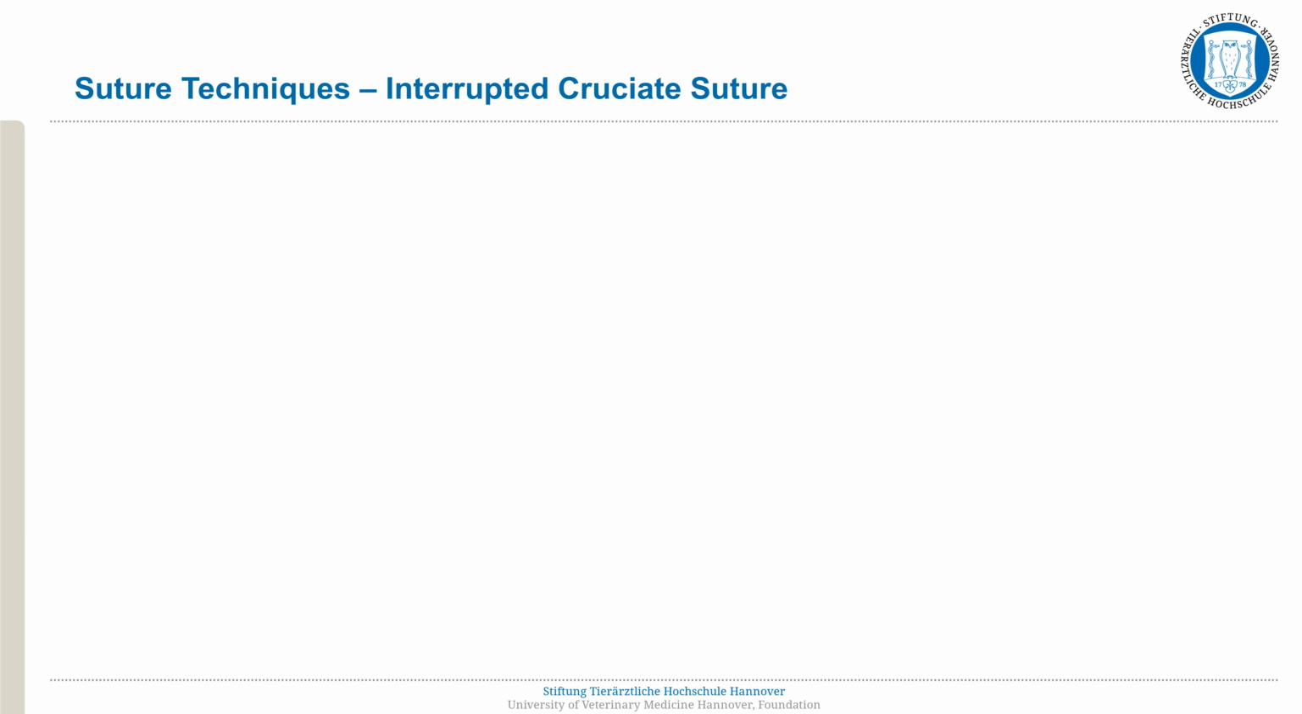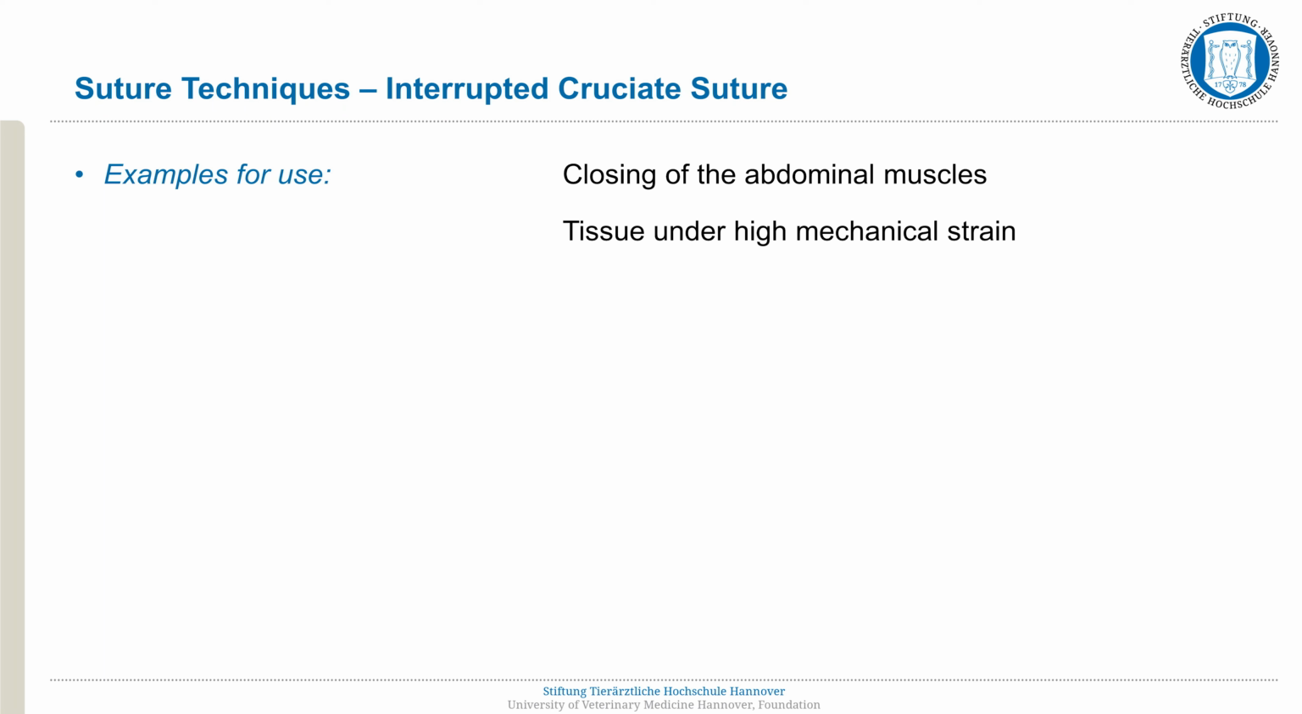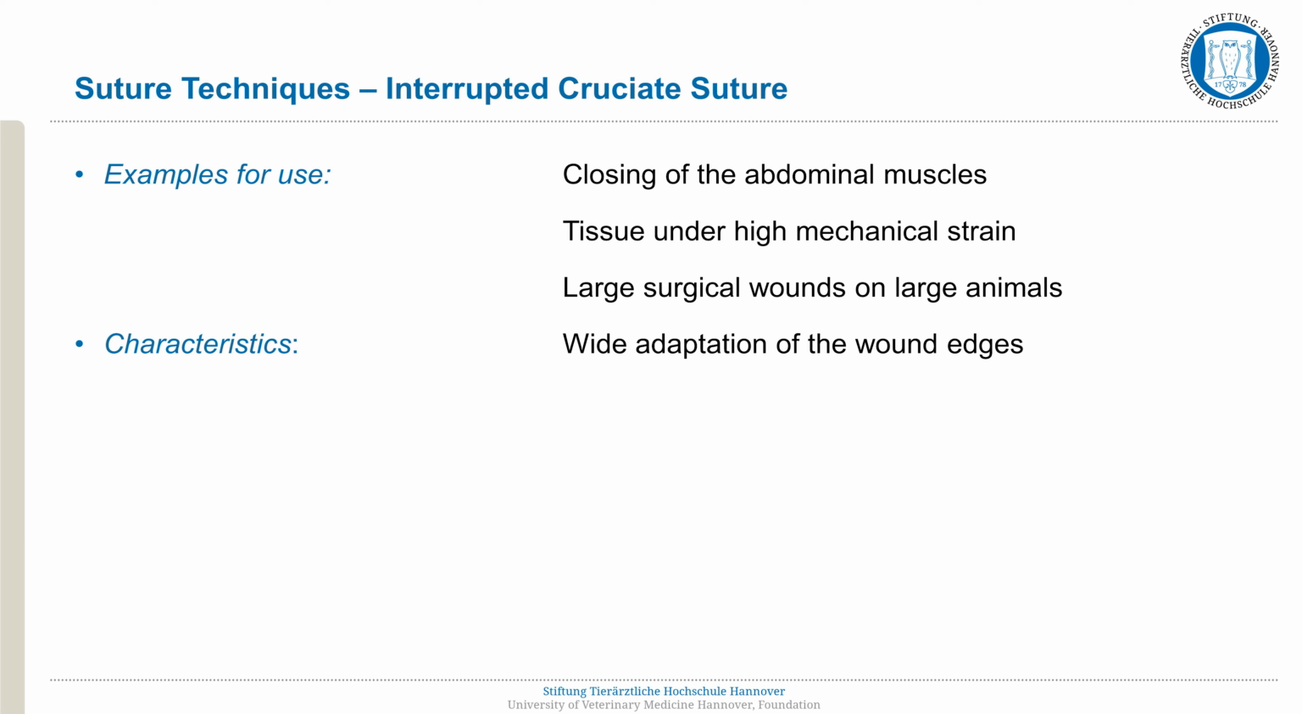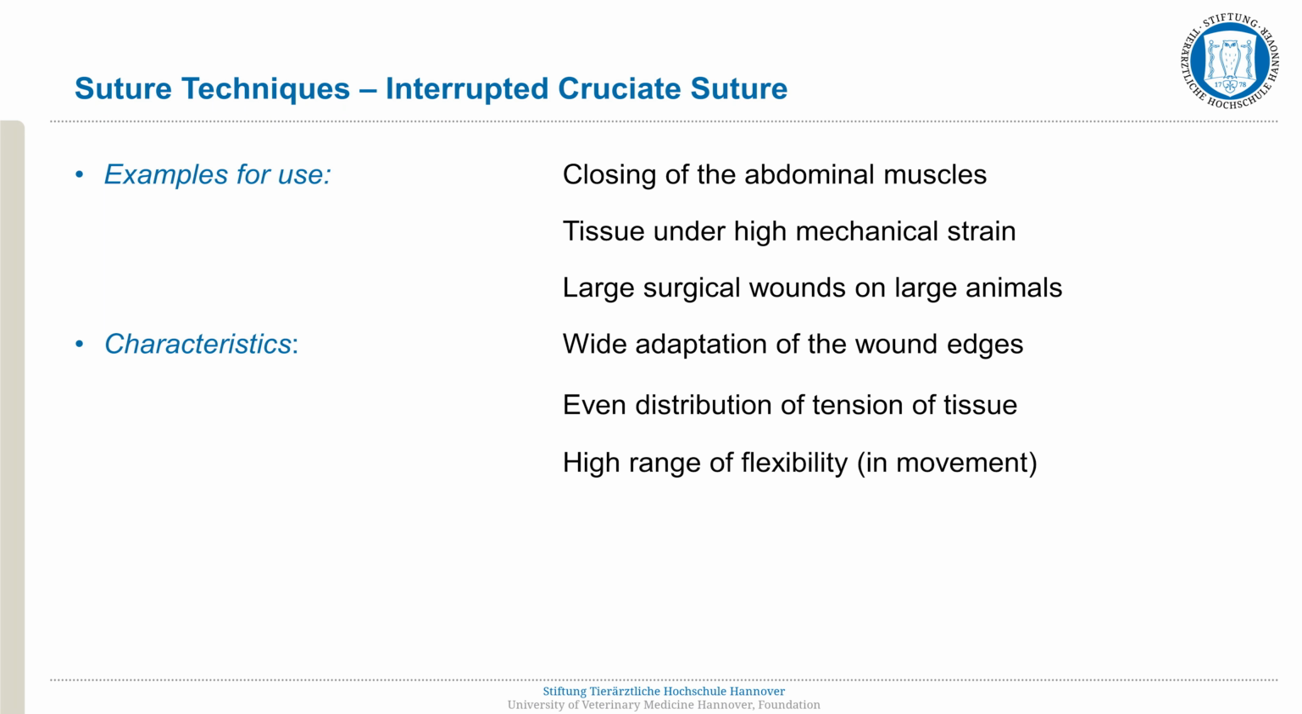Interrupted cruciate sutures are used, for example, when closing the abdominal muscles, for tissue with a high level of mechanical strain, and for larger surgical wounds on large animals. This is due to the wide adaptation of the wound edge, the even tension distribution of the tissue, as well as the high range of flexibility, especially during movement.